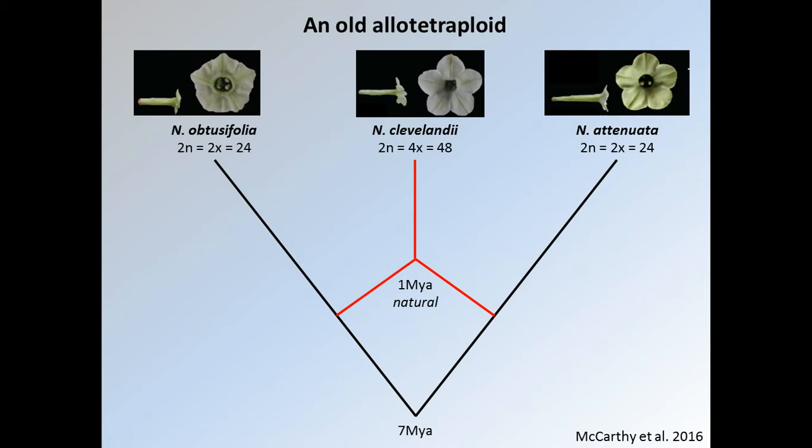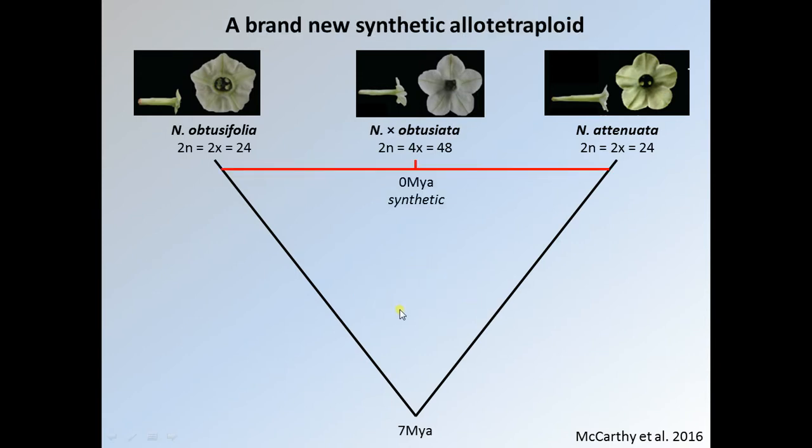Here we are in Nicotiana, so tobacco basically, and you have two parental species, both diploids with the same number of chromosomes, and they are the origin of allotetraploids that originated around 1 million years ago. Then the authors created basically the same allotetraploid, but synthetic, which means they crossed these two species and made a tetraploid, and this is like 2 years ago, so you can say 0.